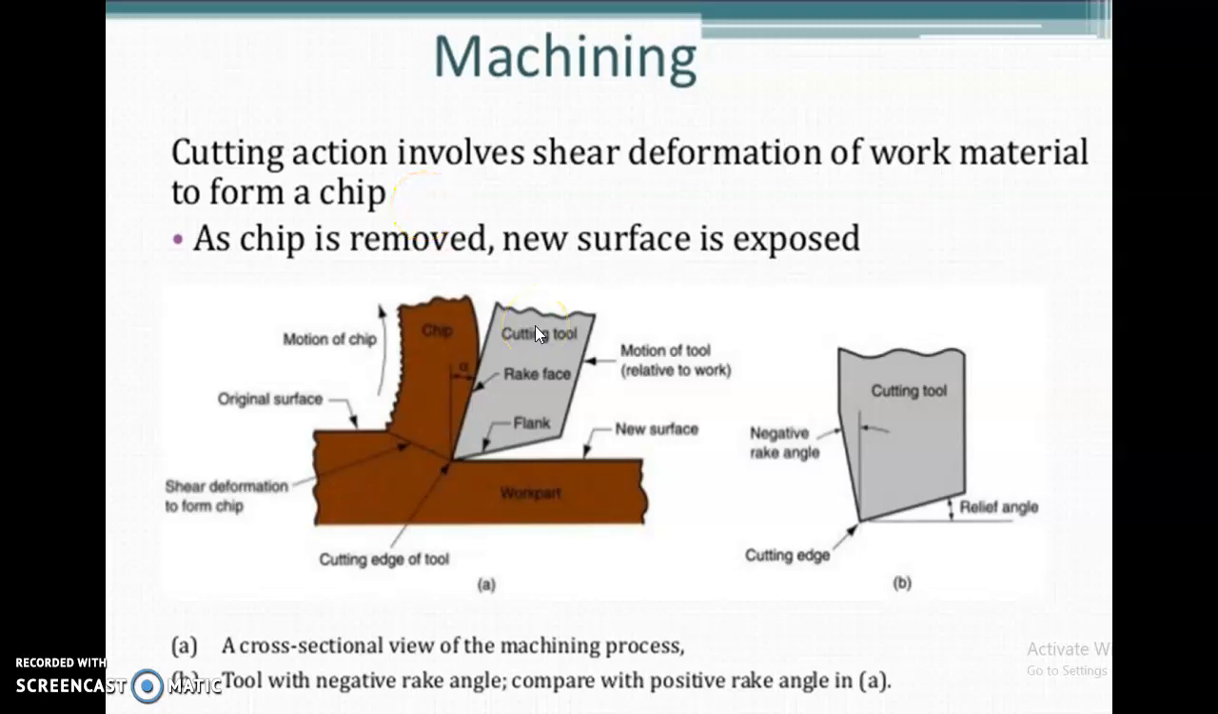This is Natesh here. In the last video, we discussed what the material removal process is and the classification of material removal processes. So there are three types of material removal process: conventional, abrasive, and non-conventional.